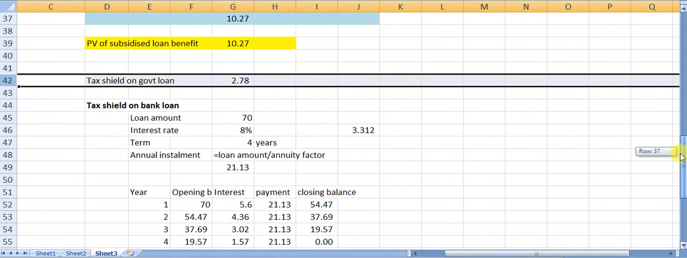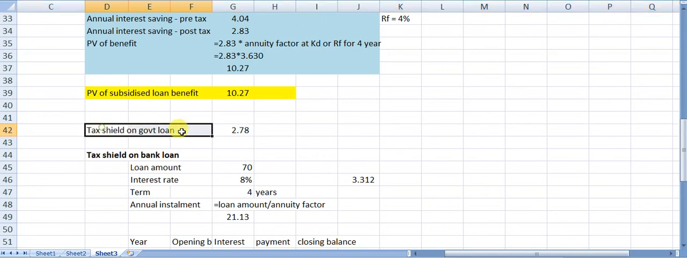Do you understand why? Guys, here the loan principal amount did not change during the 4 years. 80 million or 82 million remained 82 million forever. So the interest you are paying every year had been same. So I just have to find 1 year's interest and then apply the annuity factor.